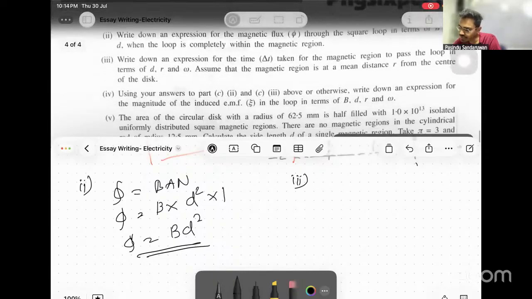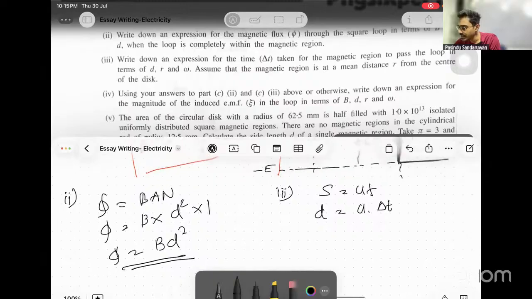Write down an expression for the time delta t taken for the magnetic region to pass the loop in terms of d, r, and omega. Assume that the magnetic region is at a mean distance r from the center of the disk. Right, time it takes to pass, in terms of d. Then we know s equals ut. To pass a distance d, if the time taken is delta t, right?